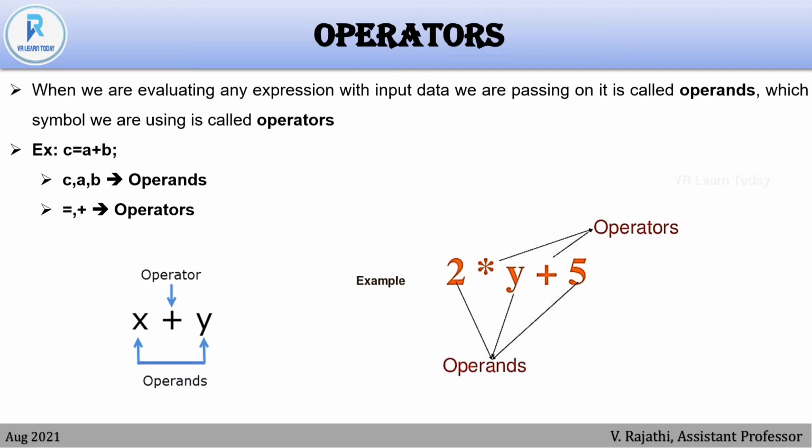See x plus y. Here the operands are x and y, and the operator is plus. In the same way, 2 into y plus 5: here 2, y, 5 are the operands, and the symbol star is used for multiplication, which we call an asterisk, and the plus, these two are called operators. Clear?